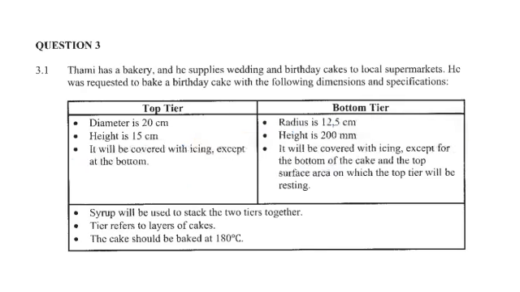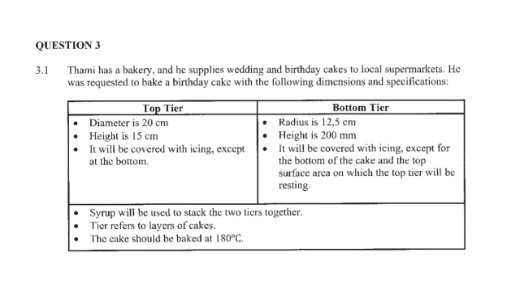Question 3.1. Tammy has a bakery and he supplies wedding and birthday cakes to local supermarkets. He was requested to bake a birthday cake with the following dimensions and specifications. The top tier has a diameter of 20 centimeters, a height of 15 centimeters. The bottom tier has a radius of 12.5 and a height of 200 millimeters. It also says it will be covered with icing except for the bottom of the cake and the top of the surface area on which the top tier will be resting.